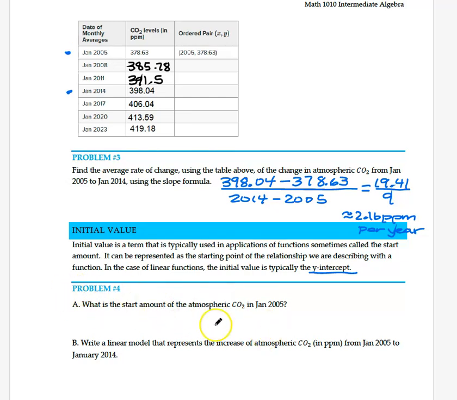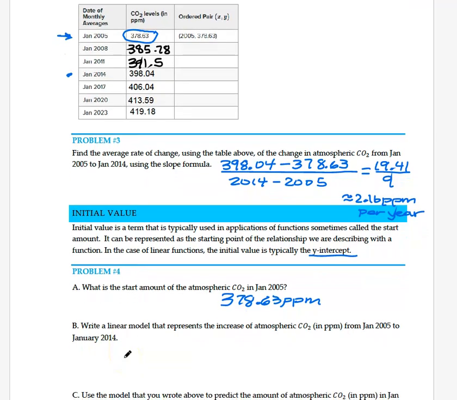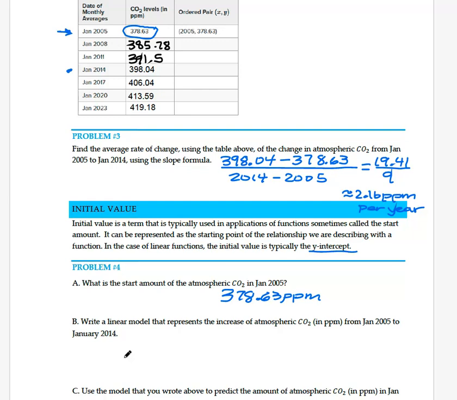So keeping that in mind, let's think about what we are having here. What is the start amount of the atmospheric CO2 in 2005? If there wasn't any data before January 2005, then this is where we're starting at. So our start amount would be those CO2 levels there. All right, so our start amount would be 378.63 parts per million.